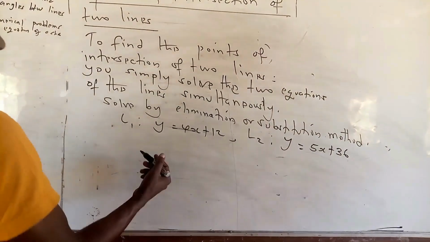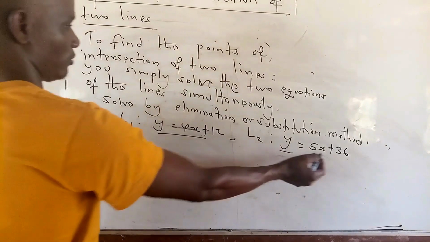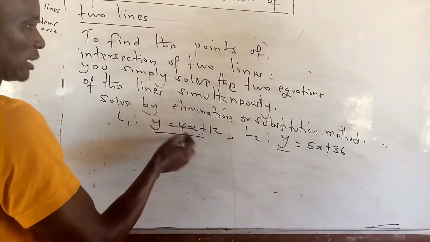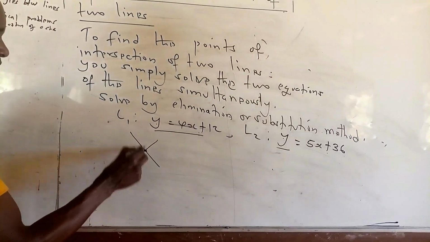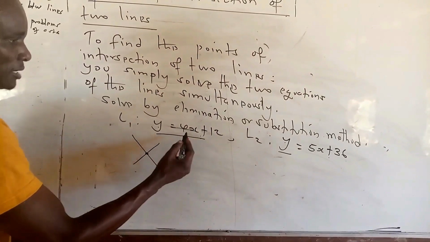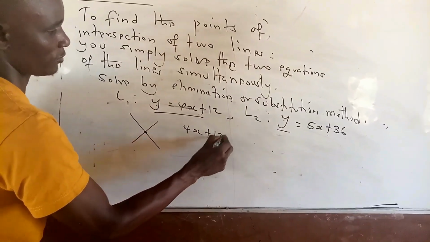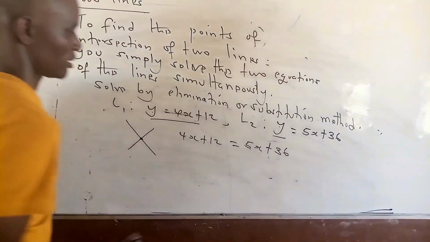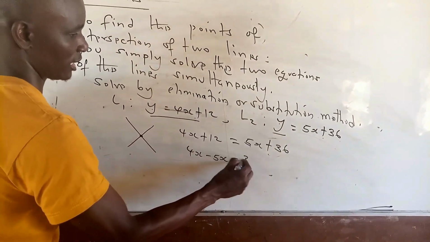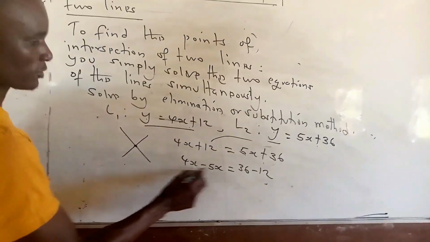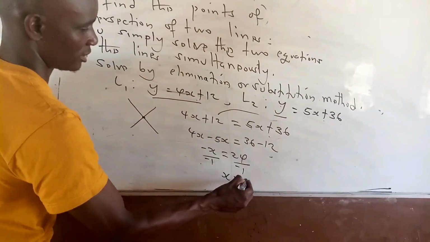Now if I use the substitution method, of course this one is y and this is also y. If you use the substitution method, it means that this one is equal to this, because at these 2 points, those lines are going to meet at the same point of y and at the same point of x. So I'll simply say that this is equal to that, then I solve for x. So 4x plus 12 is the same as 5x plus 36. If I bring this one this side, I'll have 4x minus 5x is equal to 36 minus 12. So this one will be negative x is equal to 24. Divide both sides by -1, so x will be negative 24.